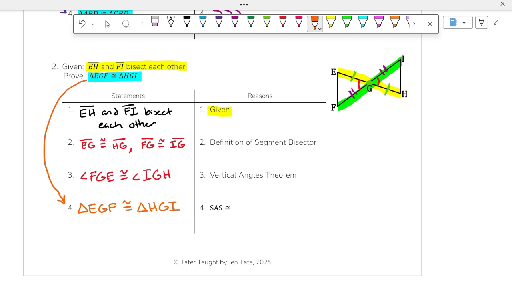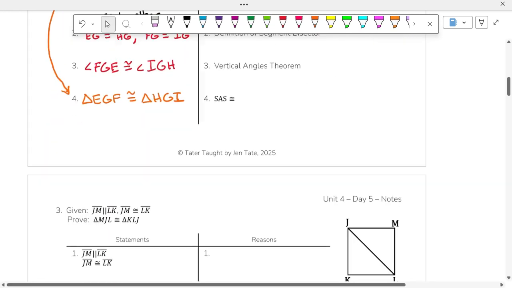Now, these two, they laid it already out for us. Okay. So let's try another one.